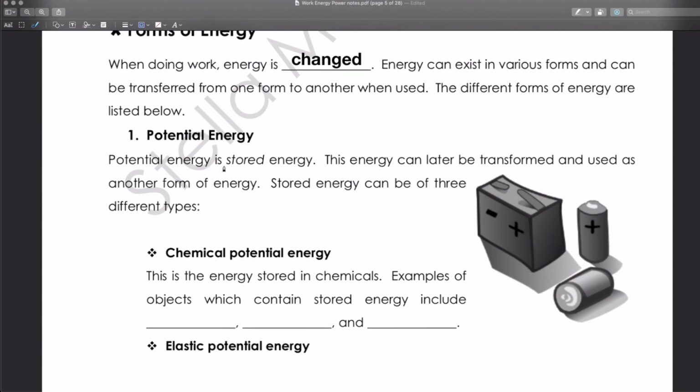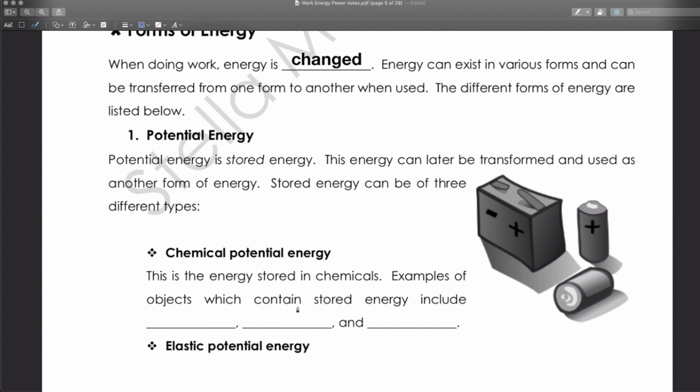Potential energy is stored energy. This energy can later be transformed and used as another form of energy. Stored energy can be of three different types. The first one being chemical potential energy. This is the energy stored in chemicals.